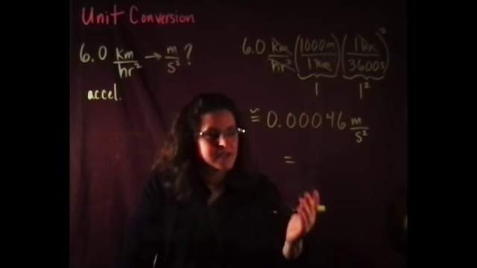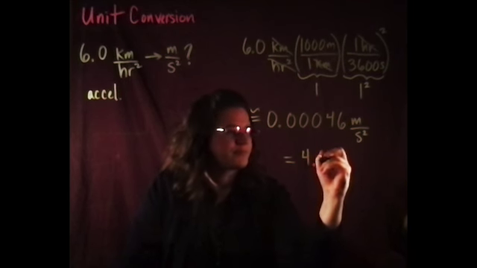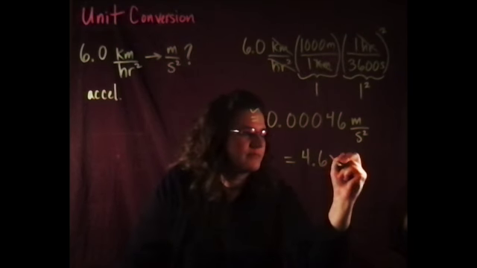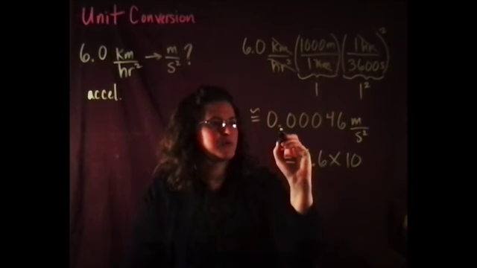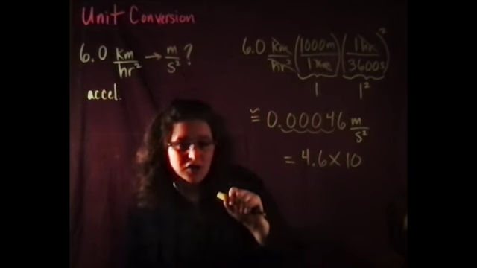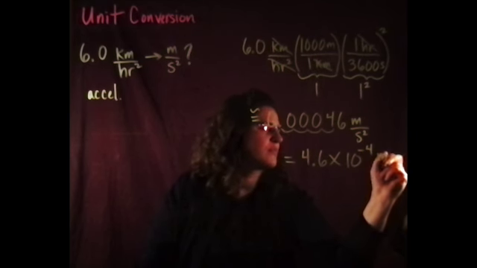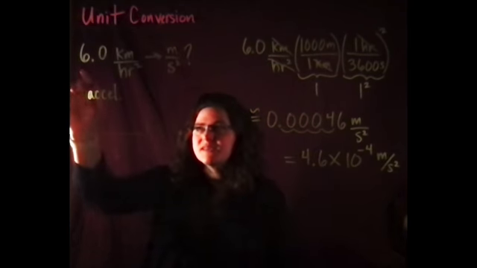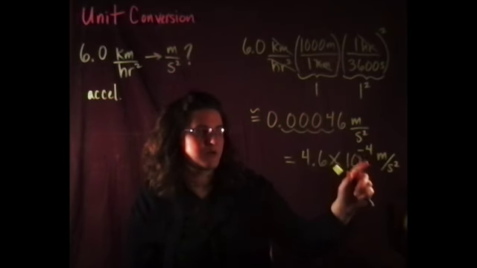So when I write something in scientific notation, I always want one digit in front of the decimal, and the rest of the numbers will be represented by powers of 10. Now I want this decimal to go 2, 3, 4 over, and it's smaller than 1, and so it's going to be -4 meters per second squared. And that's the answer to my problem. 6 kilometers per hour squared becomes 4.6 times 10 to the -4th meters per second squared.